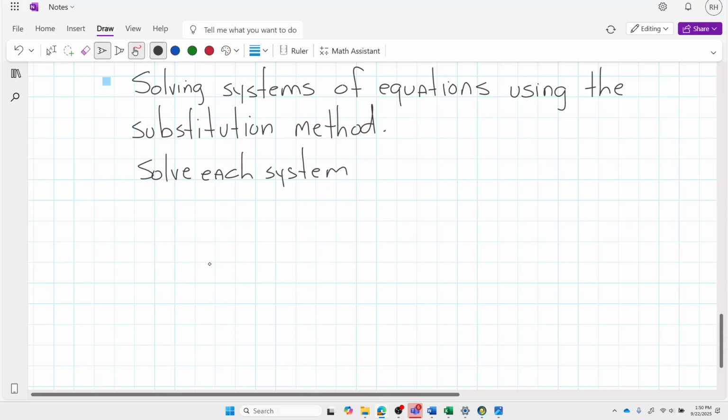In this first example, we've got 3x plus 4y equals 12, and 2x plus y is equal to 10. Now, one way to solve a system is to just graph both lines, and wherever the lines intersect is the solution for both equations.